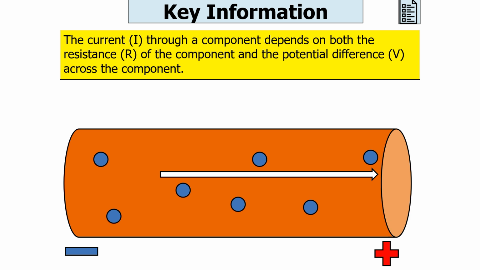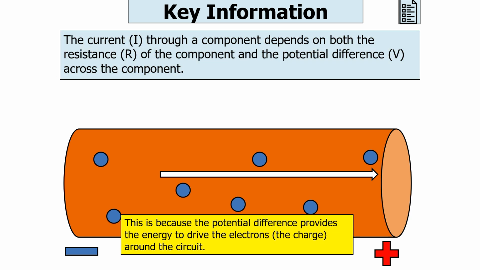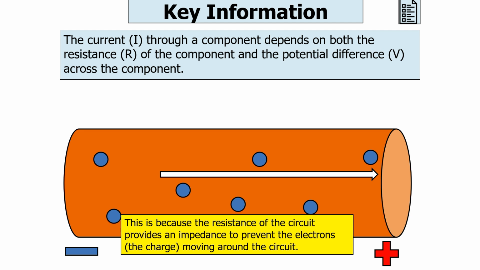The current through a component depends on both the resistance of the component and the potential difference across the component. This is because the potential difference provides the energy to drive the electrons, the charge, around the circuit, because the resistance of the circuit provides an impedance to prevent the electrons from moving around the circuit.